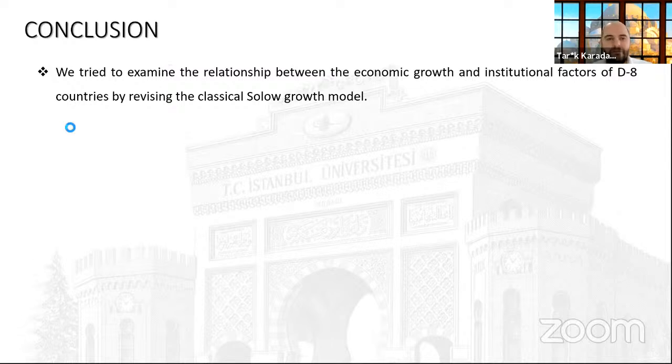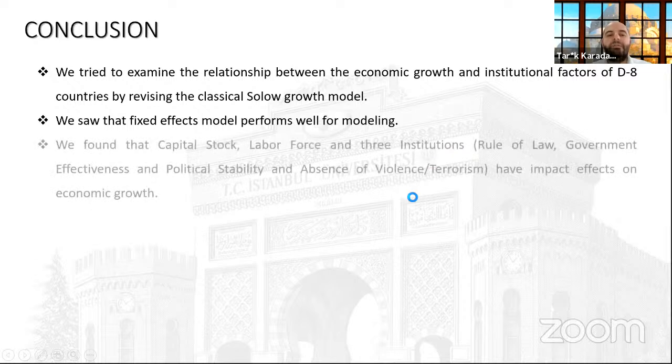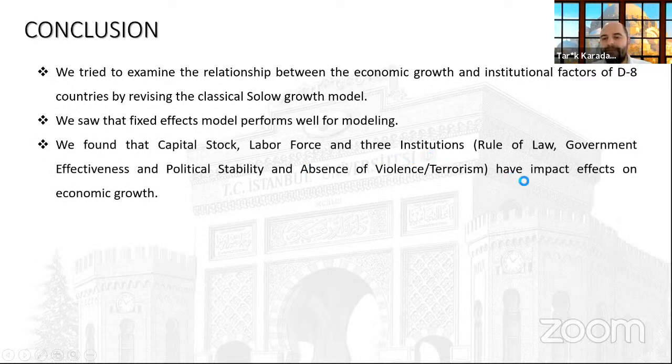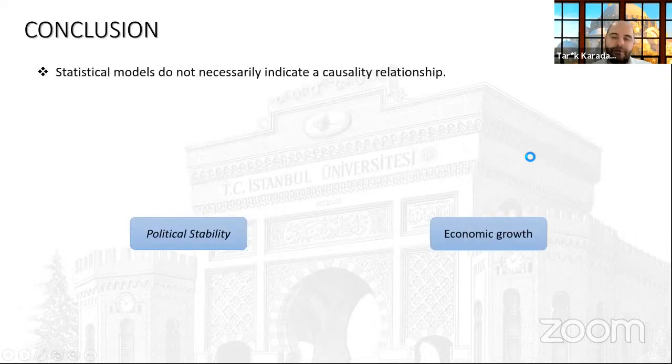So to conclude our presentation, we tried to examine the relationship between economic growth and institutional factors of the 8 countries. We saw that the fixed effect model performs very well for the modeling. We found that capital stock, labor force, and 3 institutions have impact effects on economic growth, and one of the institutions showed negative effects. In addition to the conclusion, we can say that statistical models do not necessarily indicate a causality relationship. It is a statistical relationship. It says something from the data. So, as in our work, it says that if political stability gets higher, the economic growth decreases, or vice versa. If the political stability decreases, economic growth increases.